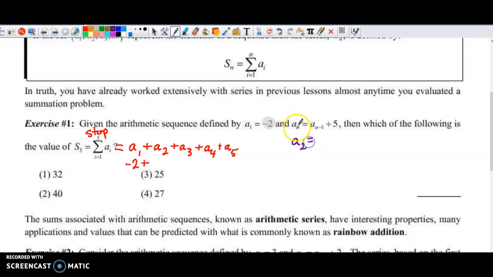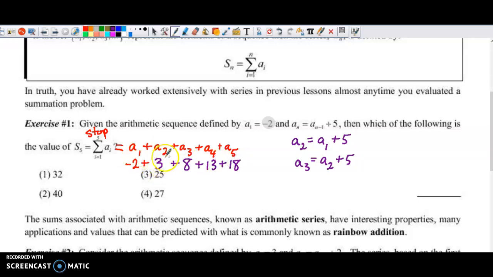Well, the second term, if n equals 2, 2 minus 1 is 1, so it's the first term plus 5. So negative 2 plus 5 would be 3. And then the next term, a sub 3, well, if n is 3, 3 minus 1 is 2, so it's the second term plus 5. So there's definitely a pattern that happens. Negative 2, 3, 8, 13, 18.